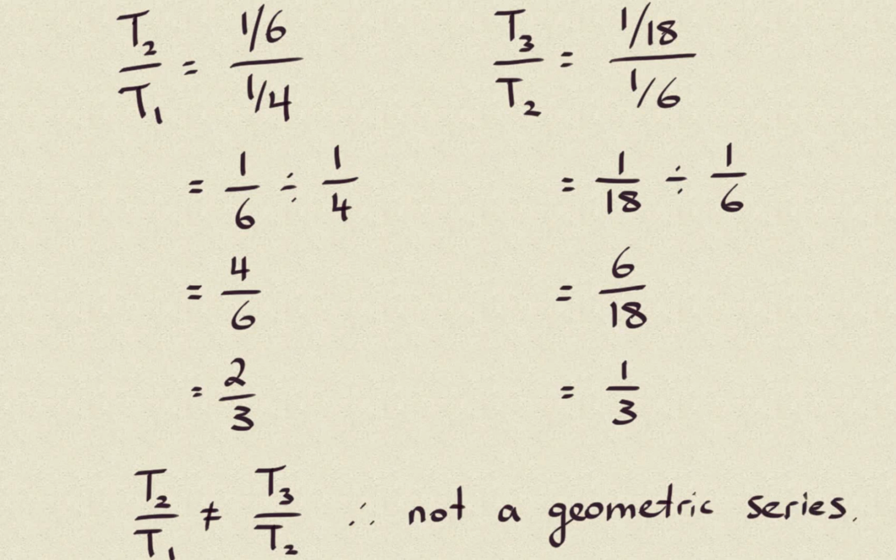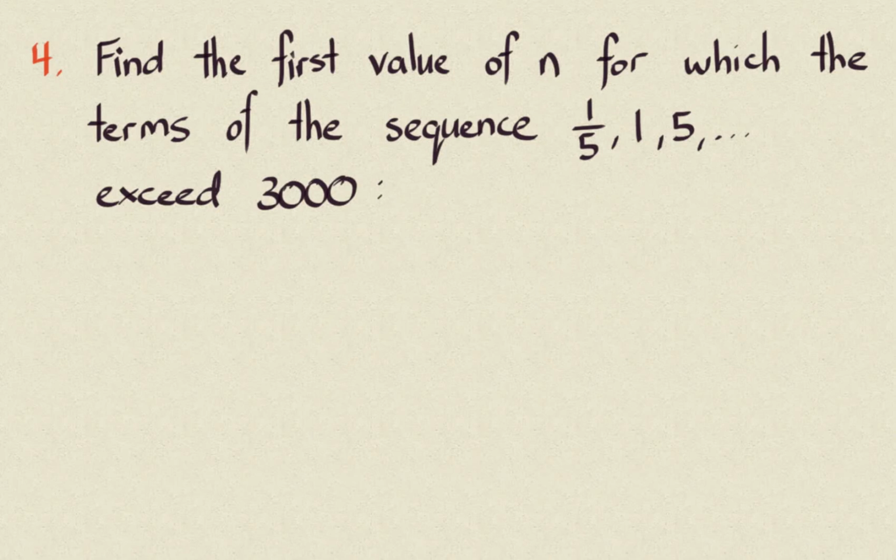Okay, last example. Find the first value of n for which the terms of this sequence, 1/5, 1, 5, and so on, exceed 3,000. So we can see here we've got a starting value, so let's write that down. We've got an a value, that's 1/5. And hopefully you can see that the common ratio is 5, right? As we move from one term to the next, we're multiplying by 5.